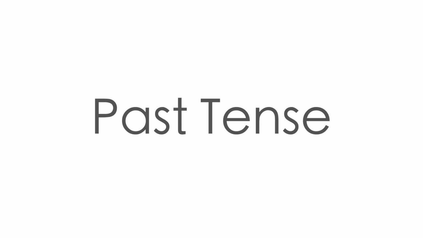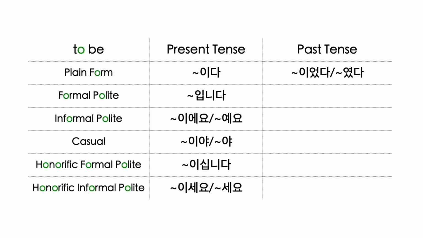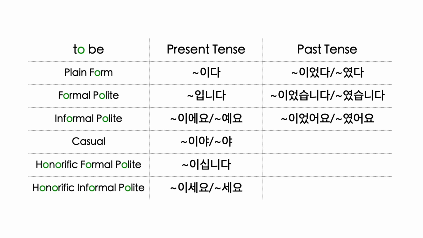Let's also review the conjugation of the past tense. The plain form in past tense is 이었다, 였다. In a formal polite form, 이었습니다, 였습니다. And the informal polite way is 이었어요, 였어요. In the casual way, 이었어, 였어.